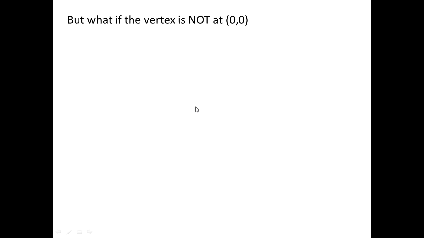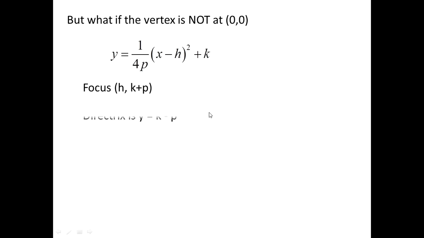But what about if the vertex is not at 0, 0? Then the equation would look like this. The a value is still 1 over 4p, but now it'll be x minus h squared plus k. The focus now is at h, that's going to be whatever the x value of your vertex is, but now it'll be your y value k plus p, and the directrix will be y equals k minus p.